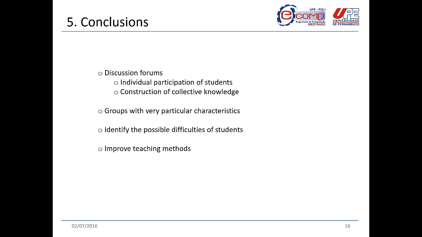Analyzing the students of the educational organization and public educational policy discipline, they can be formed into 7 groups with very particular characteristics. The result of the identification of the characteristics of groups of students can help teachers plan their classes better, identify the possible difficulties of students, better understand the learning process of students, and improve teaching methods.